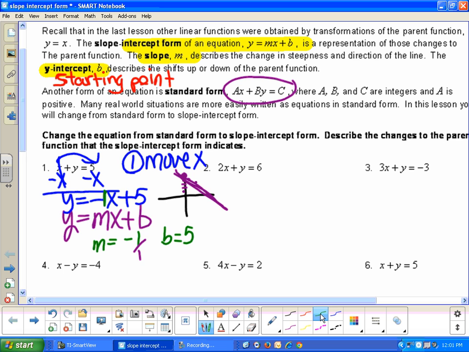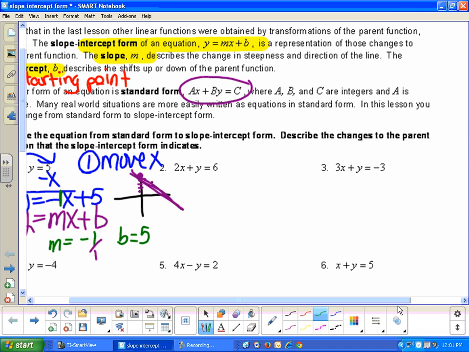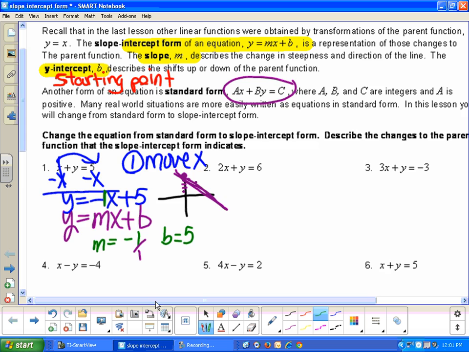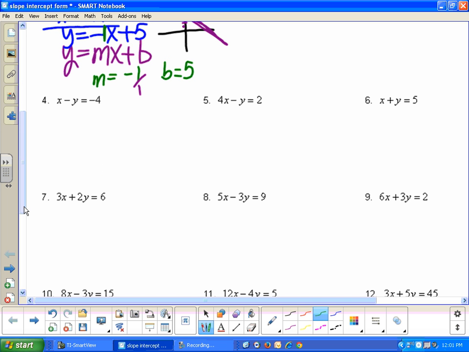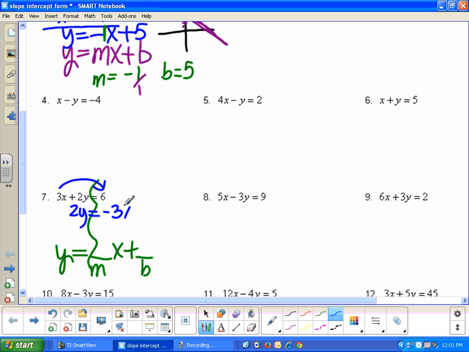Okay, so let's look at one more of these. Let's look at number 7. 3x plus 2y equals 6. We want down here y equals, we want to find out our slope and our y-intercept. What's the first thing we need to do? This needs to move. If it's positive over there, what's it going to be when we move it? Negative. So I have 2y equals negative 3x plus 6.